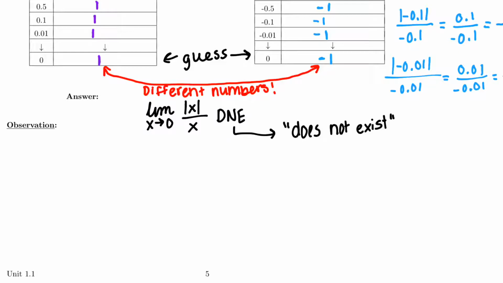So an observation: when limits from the left and the right are not equal, that's when we say that the limit does not exist. So if when you come from the left and when you come from the right, you get different numbers, that means that your limit does not exist.